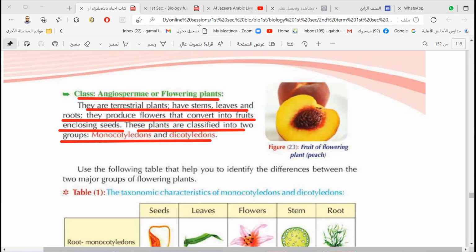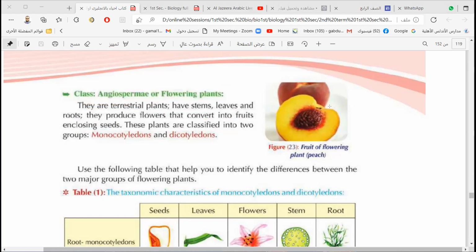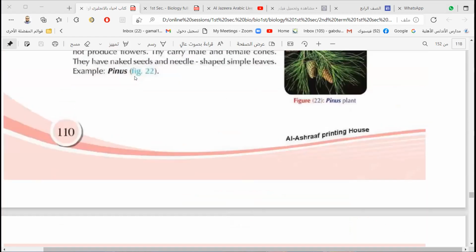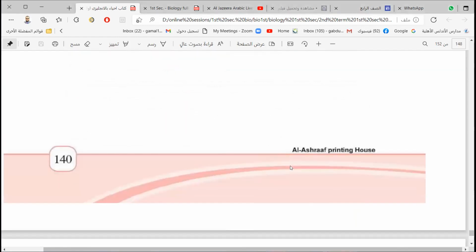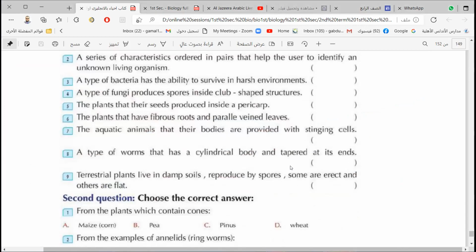The answer of our question is what? Angiosperms or flowering plants. Okay. We have here a fruit envelope or a pericarp. But in gymnosperms, we don't have a pericarp. In conifers, we don't have a pericarp. Okay. Let's go back to the exercise. Number 6. Ruqayya.